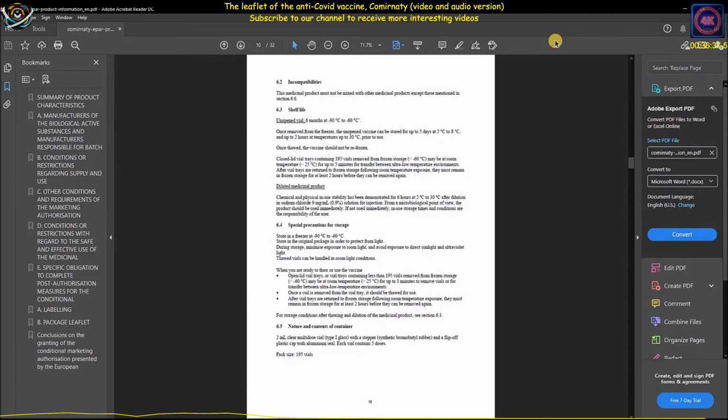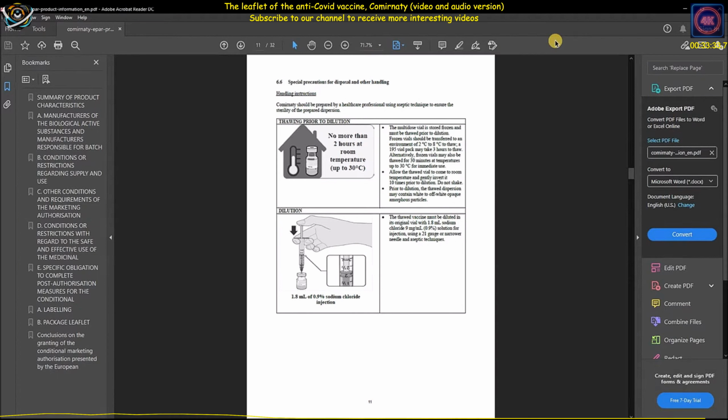Alternatively, frozen vials may also be thawed for 30 minutes at temperatures up to 30 degrees Celsius for immediate use. Allow the thawed vial to come to room temperature and gently invert it 10 times prior to dilution. Do not shake. Prior to dilution, the thawed dispersion may contain white to off-white opaque amorphous particles. Dilution. The thawed vaccine must be diluted in its original vial with 1.8 ml sodium chloride 9 mg/ml, 0.9%, solution for injection, using a 21 gauge or narrower needle and aseptic techniques.